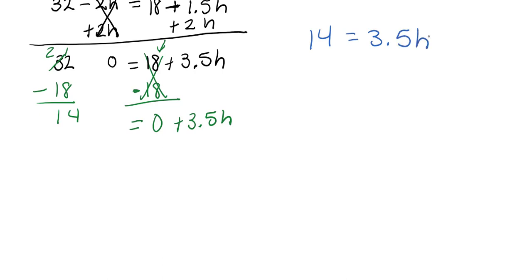3.5h. Now, in order to get h all by itself, we're going to divide by 3.5 on both sides, because this just becomes a whole 1. So now it's 1 times itself, which is just the variable h. So now we have 14 divided by 3.5. So let's get our calculators out.